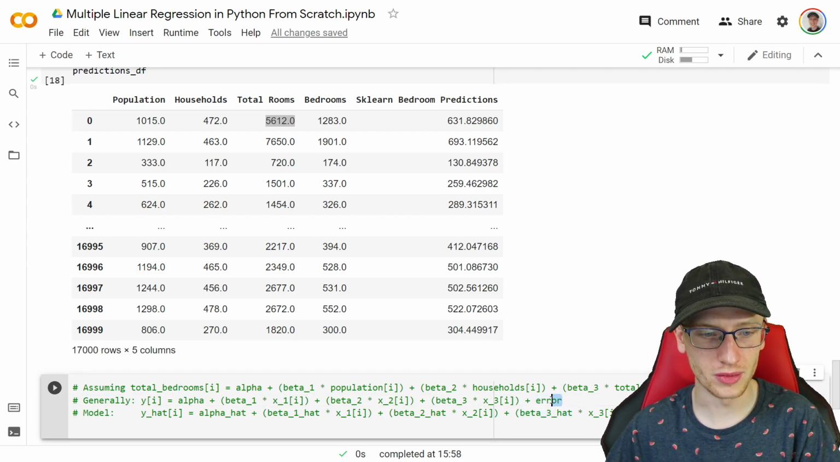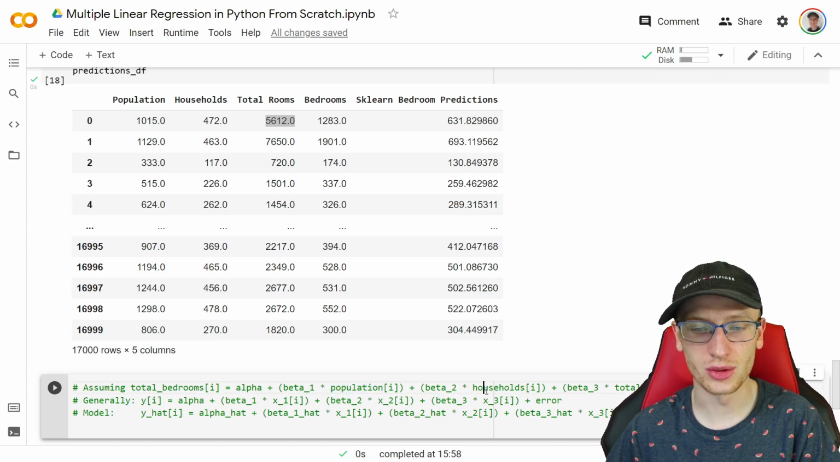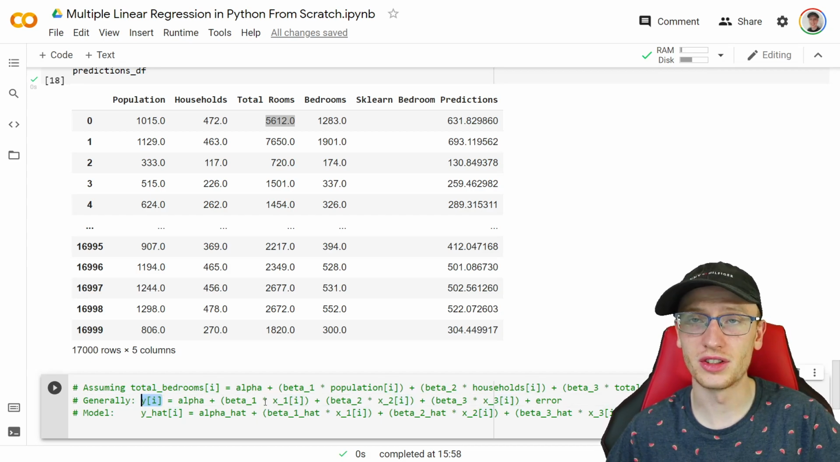So what we want instead, well, I just wrote this generally as the output, basically just changing the population and households and total rooms and total bedrooms into just x's and y's. So the associated inputs are just ordered x1, x2, x3, and the output is going to be y.